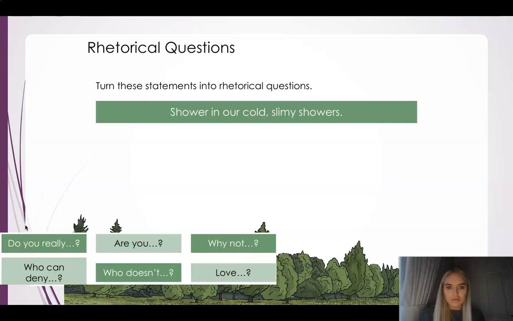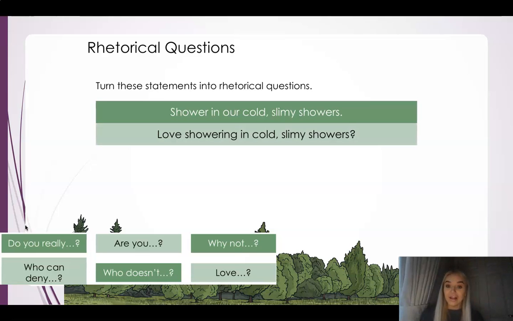Shower in our cold, slimy showers. Maybe we could say, are you ready to shower in our cold, slimy showers? Why not shower in our cold, slimy showers? Who doesn't love a cold, slimy shower? Pause the video. What would your rhetorical question be for this statement?